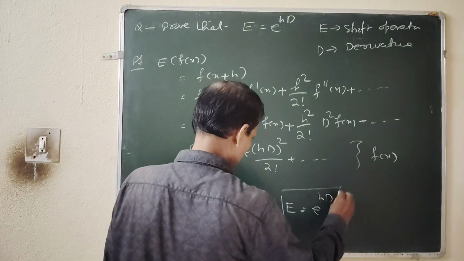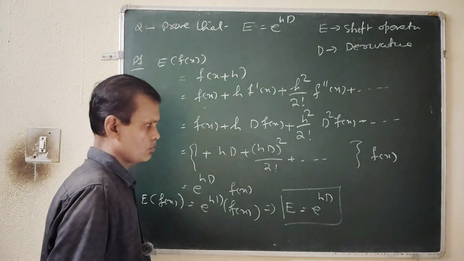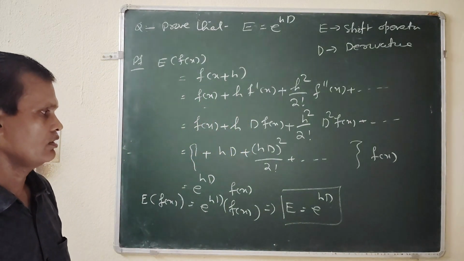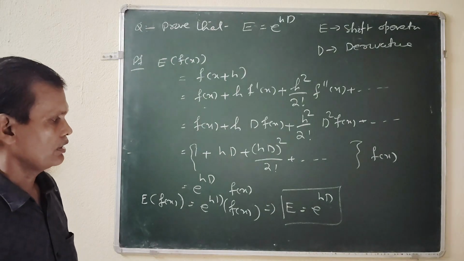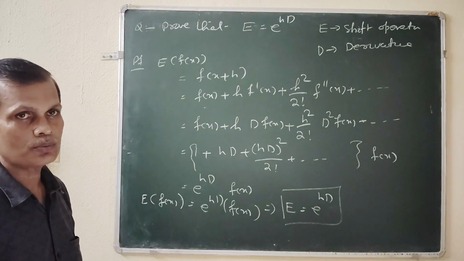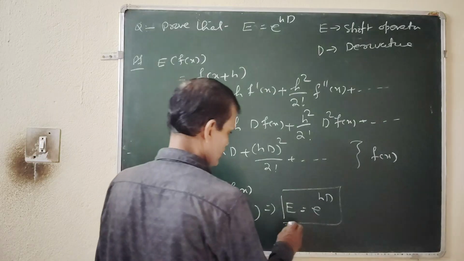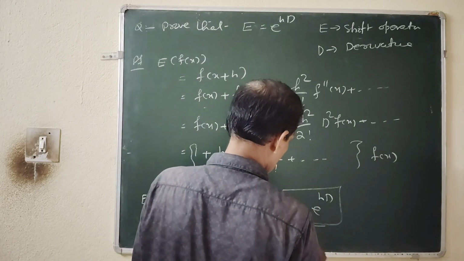This is very important and interesting, and is very often asked in the exam as a short question: express the shift function in terms of the exponential function. So that is E is equal to e to the power hD.